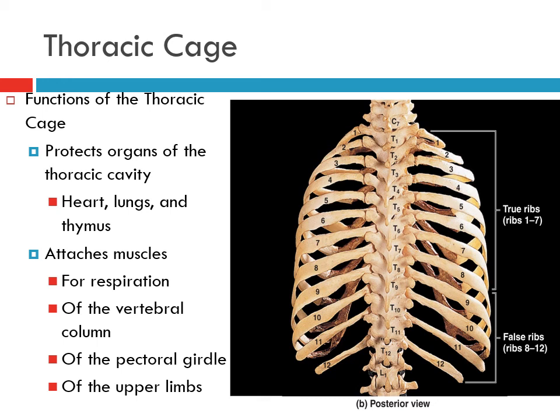Thoracic cage functions to protect the organs in the thoracic cavity, which are the heart, the lungs, the thymus, and it attaches muscles of respiration, muscles of the vertebral column, muscles of the pectoral girdle, and the upper limb. So lots of muscular attachments into the thoracic cage.